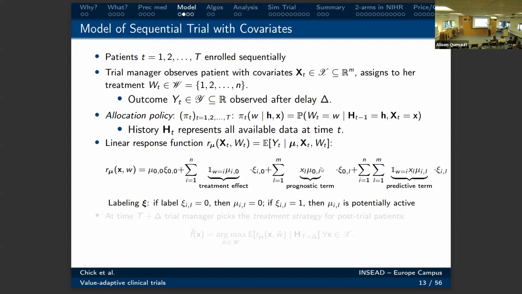So I'm going to use my allocation policy until all the patients are out, big T of them, and then time Delta later, because of the delay, I'm going to wait for all the data to come in, and I'm going to pick the treatment strategy, which is a function which maps the best treatment in expectation for any given patient as a function of their covariates.